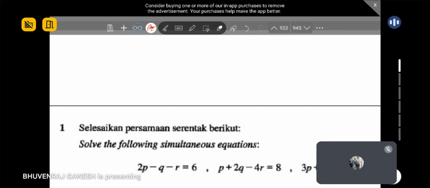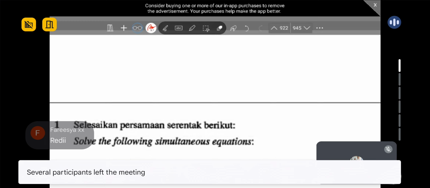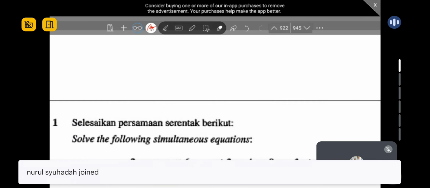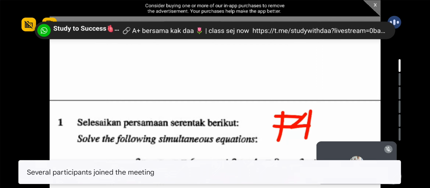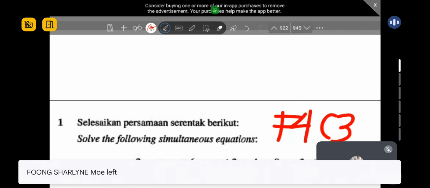Okay. So we start with question number 1. Soalan pertama kertas 2. Soalan pertama selalunya kamu akan nampak soalan macam ni. Always you will see this kind of question, guys. Simultaneous equation. Persamaan serentak. So this is your form 4, chapter 3. Form 4 bab 3, sistem persamaan.